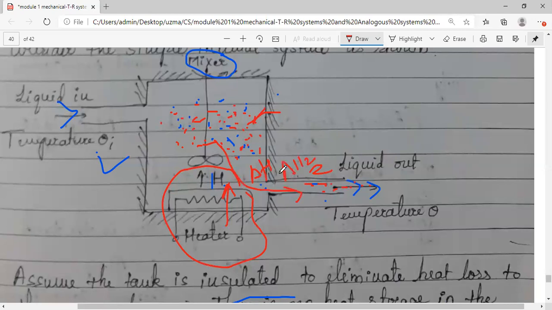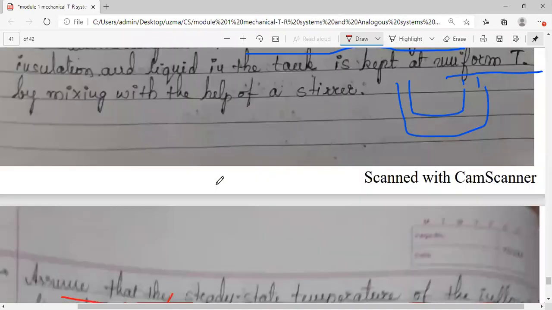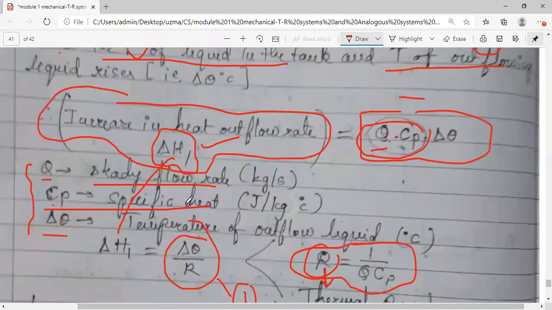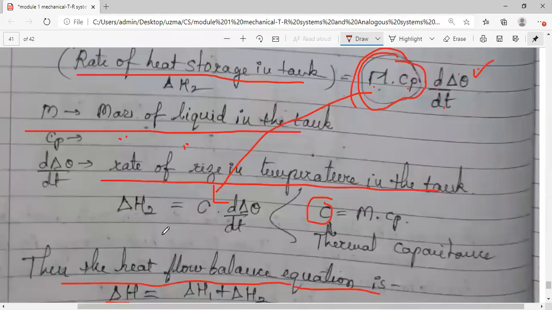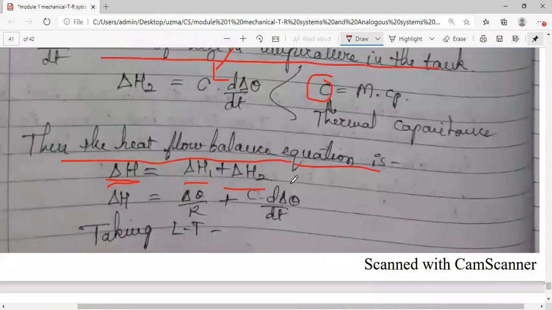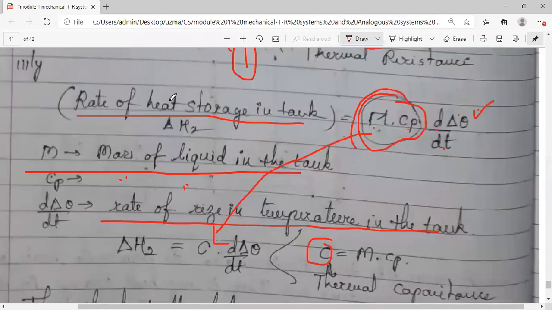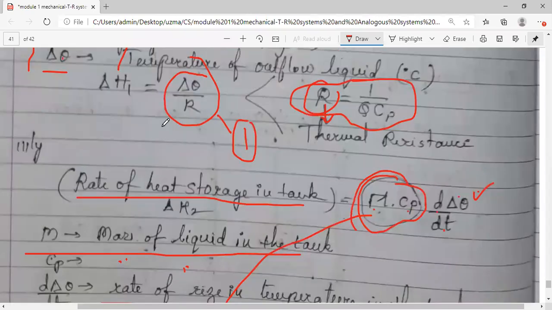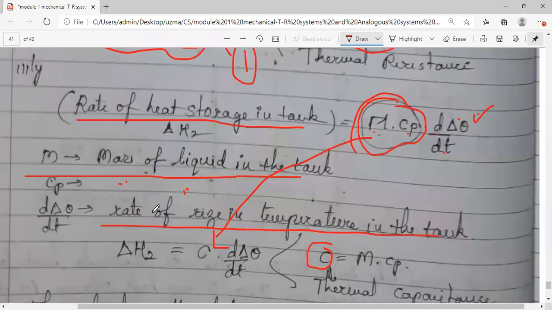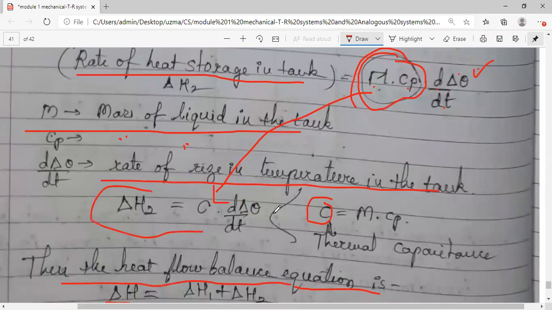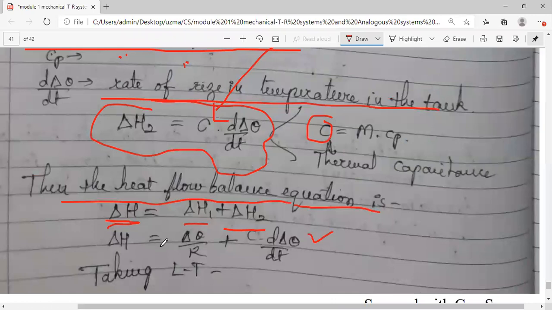So sum of delta H1 plus delta H2 is nothing but your change, the increased heat. So delta H is equal to delta H1 plus delta H2. Delta H1 we have just now seen, it is delta theta by R, and delta H2 is C into d by dt of delta theta. Add both the terms. What is the input and what is the output in this system? We can analyze.